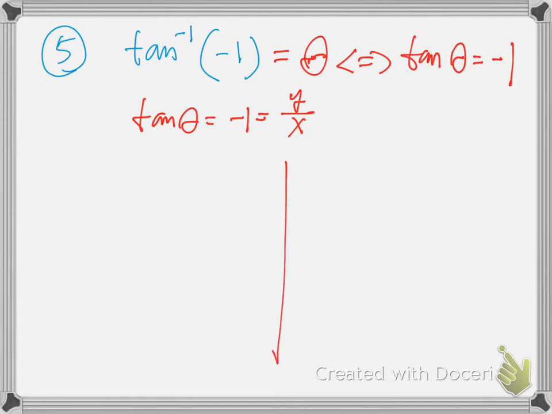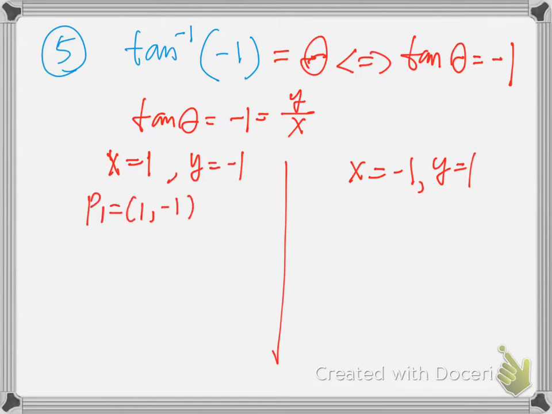Case 1, x is 1, y is -1. So this is our case 1. Case 2, x is negative and y is positive. So we have these 2 points, right? P1 is 1, -1. P2 is -1 and 1. We don't need Pythagorean theorem to solve for r.